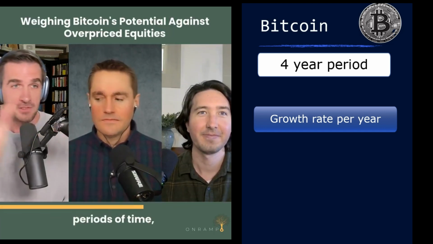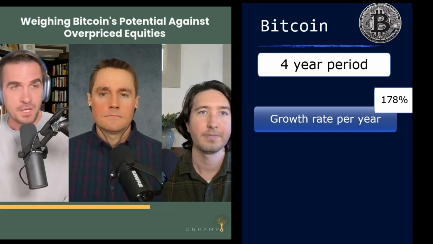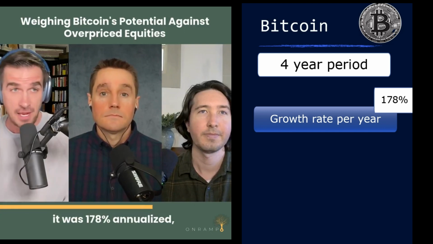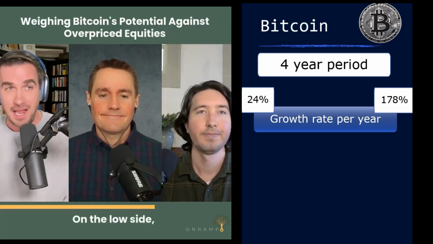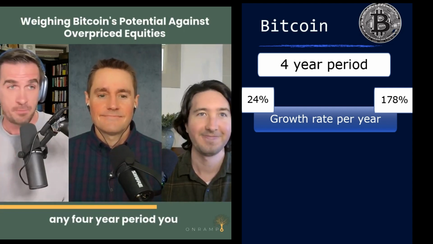Okay. So what is that compound annual growth rate that we've seen? On the lowest, and I'm taking 4-year periods of time. You pick the 4-year period. I don't care what it is, but pick out any 4-year period historically in Bitcoin. And when you do that assessment and you look at what that compound annual growth rate is, on the high end, over a 4-year period of time, it was 178% annualized. On the low side, it was 24%. And this is you picking any 4-year period you want.